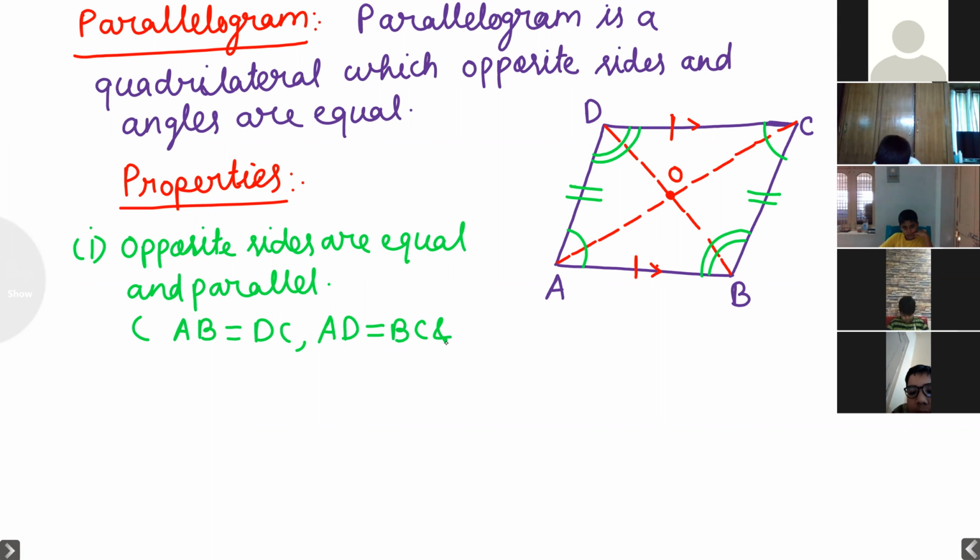And AB is parallel. This is the parallel line symbol. Two vertical lines is called the parallel line symbol. AB is parallel to DC, and AD is parallel to BC. This is the first property of a parallelogram. Opposite sides are equal and parallel. Second property: opposite angles are equal.